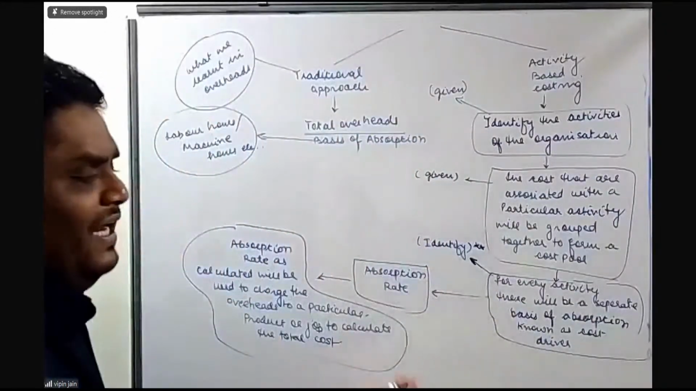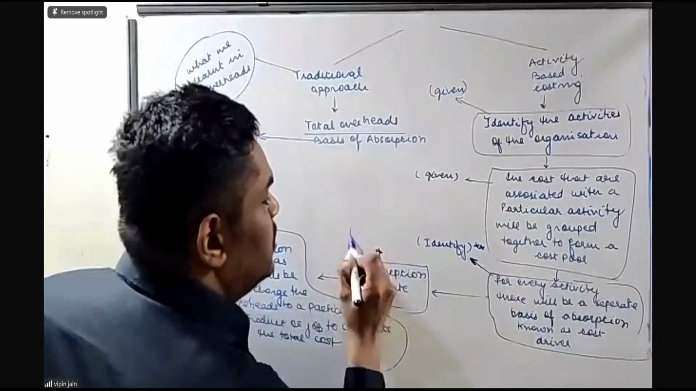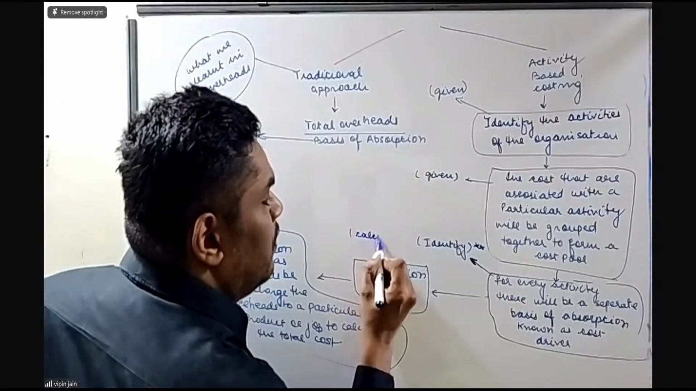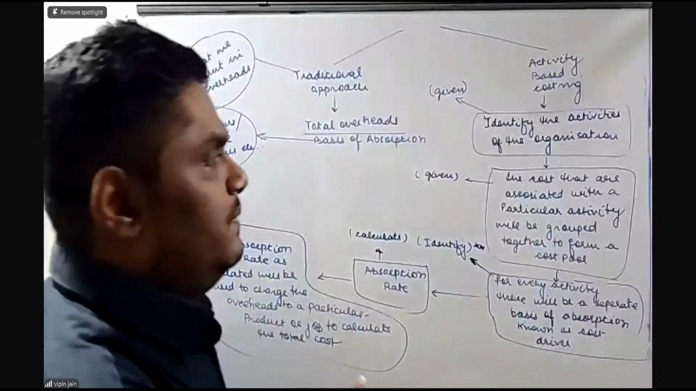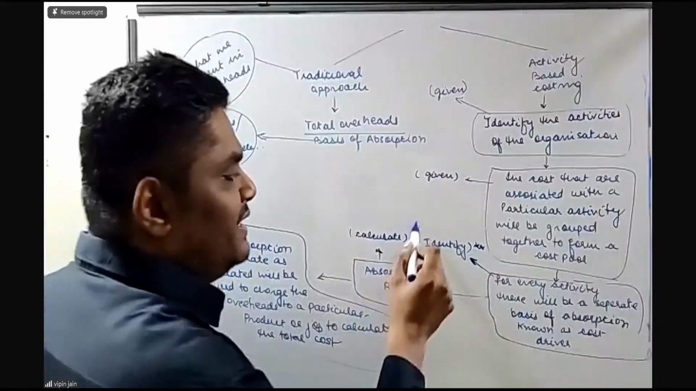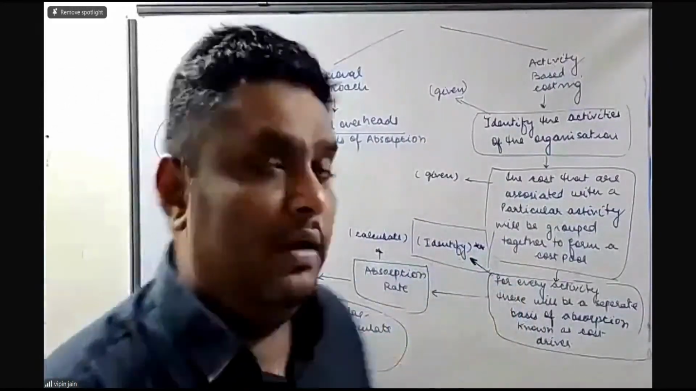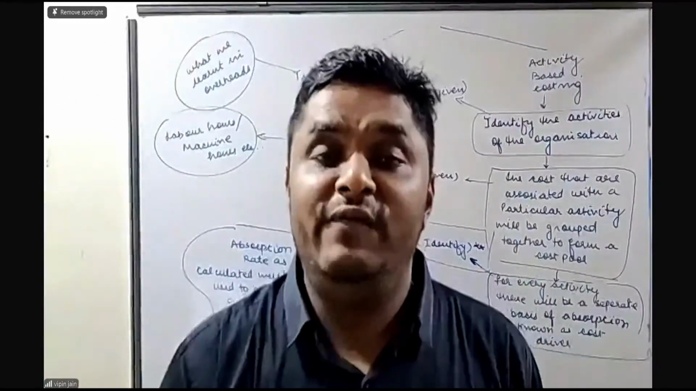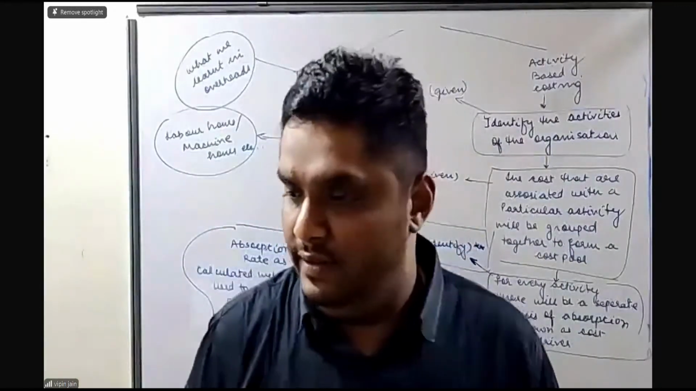Now, once it is identified, we can easily calculate the absorption rate. And this process is very simple. So the trickiest part is to identify the basis of absorption, that is, what will be the cost driver for a particular activity.